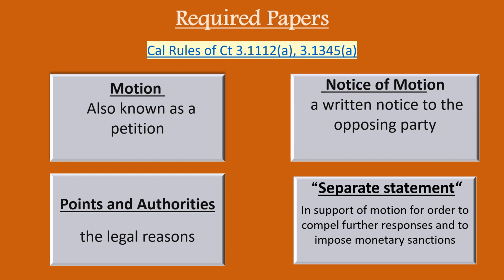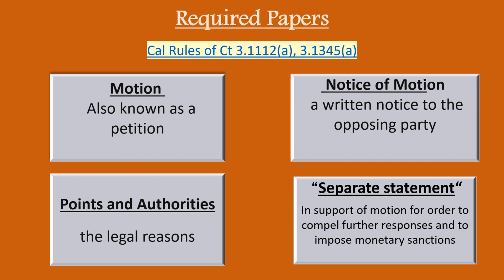So what are the required papers, or what does the motion to compel consist of? Well, it must consist of at least these following documents. The motion, which specifies what is being asked of the court, and it's sometimes referred to as a petition. The notice of motion gives written notice to the opposing party that the motion has been filed with the court, and it supplies the date and time for the hearing.